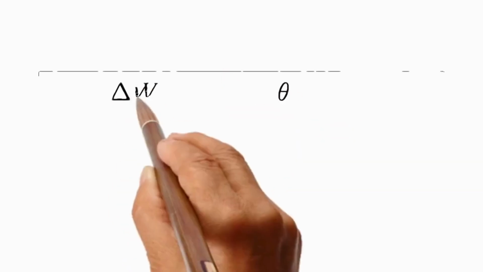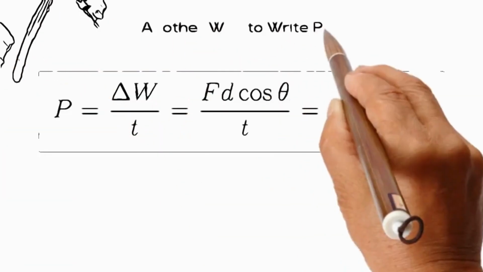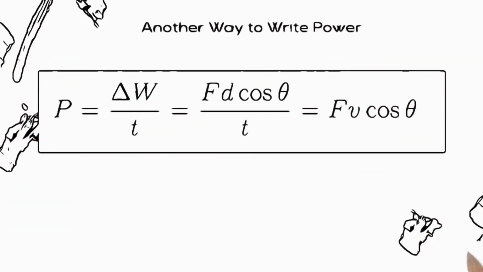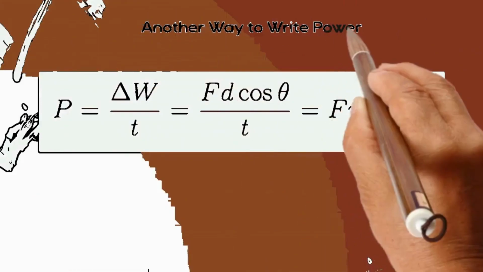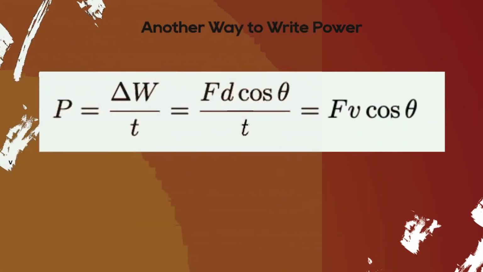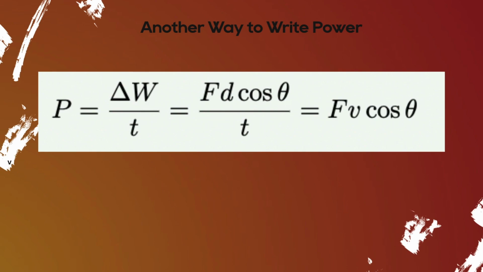for a nonlinear spring. Now, there's another really important way to write power. Now, we know that power is work over time. However, we know that work is force times displacement times the cosine of theta. And now we have displacement and time. So if we divide both, we know that's velocity. So this can also be written as force times velocity times cosine of theta.